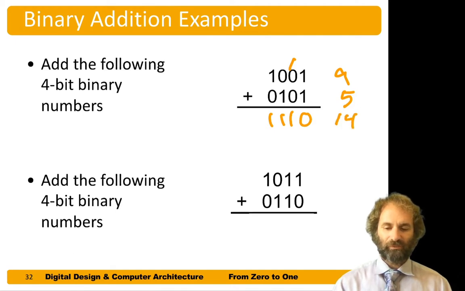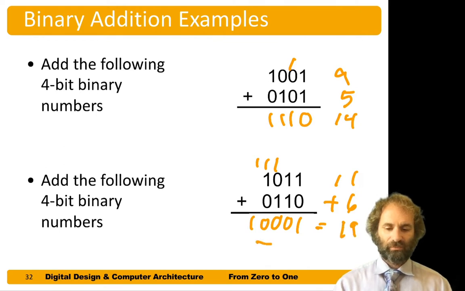On the other hand, if we were doing 13 plus 6, sorry, that's not 13. This is 11 plus 6. 1 plus 0 makes 1. 1 plus 1 makes 0, carry a 1. 1 plus 0 plus 1 makes 0, carry a 1. 1 plus 1 plus 0 makes 0, carry a 1. And we get 1, 0, 0, 0, 1, which is 19.